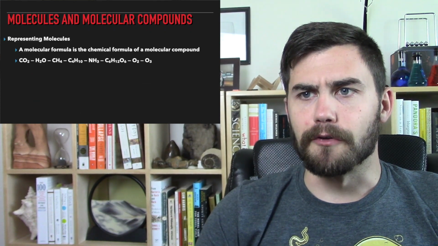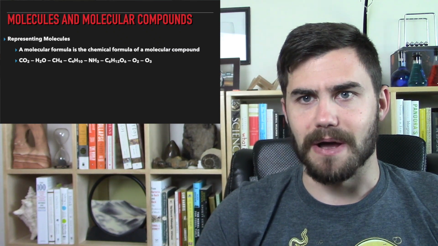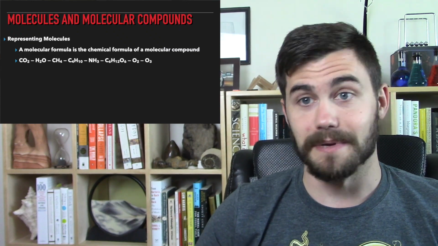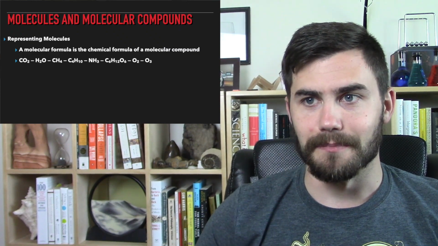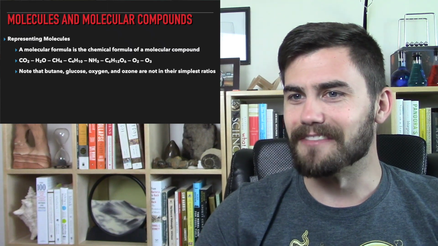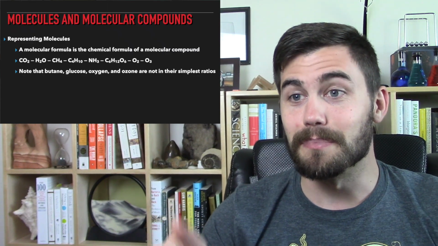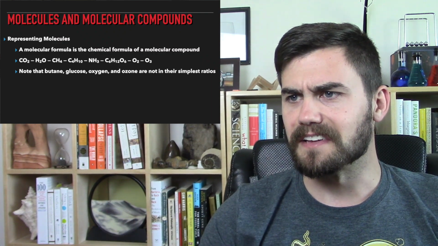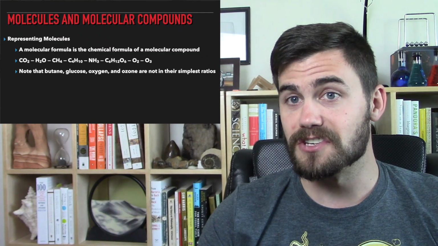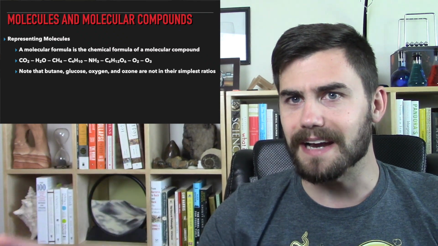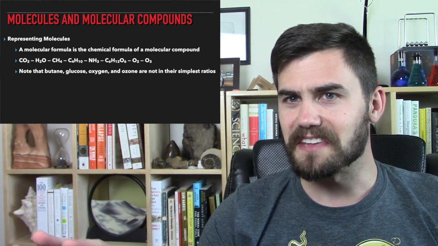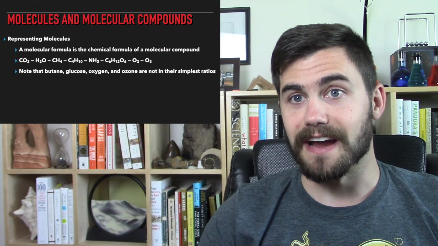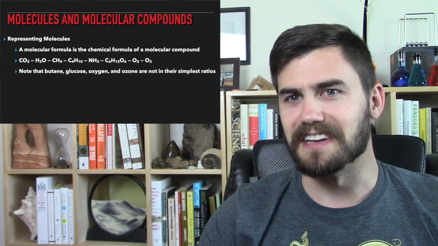So the chemical formula for a molecular compound just tells you how many of each atom you have. So CO2 is carbon dioxide, H2O is water, methane, I forget what some of these other ones are. Butane is C4H10, glucose is C6H12O6, and then oxygen and ozone. Those are not in their simplest ratios. Why don't we just say O? Why don't we say CH5, dividing everything by 2, or C2H5?